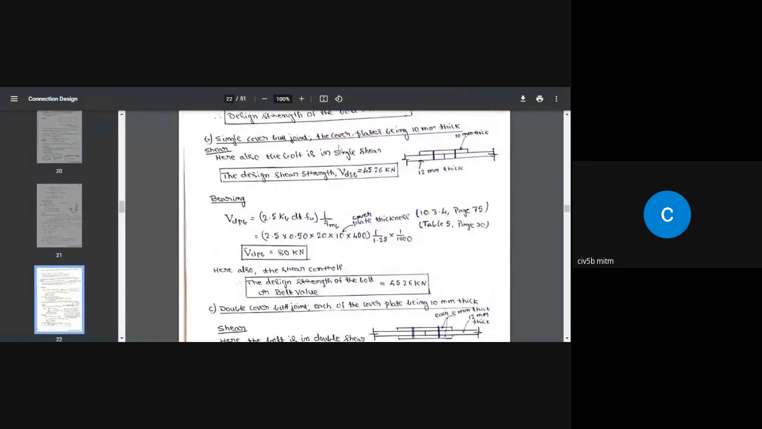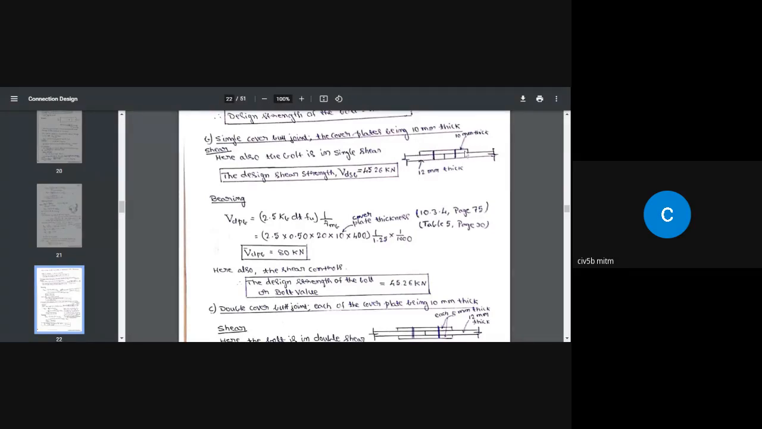See, single cover butt joint, the cover plates being 10 mm thick. So these two are the plates of 12 mm thick. Butt joint means they are coming face to face, those two plates. So they need to be connected. So we are connecting them using a cover plate.